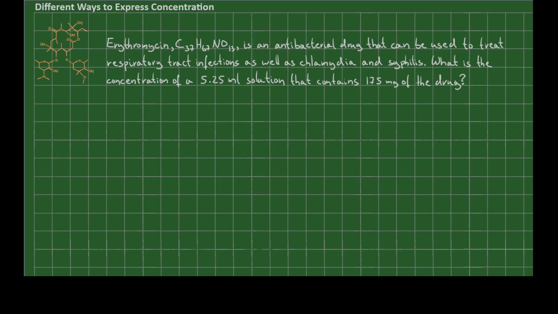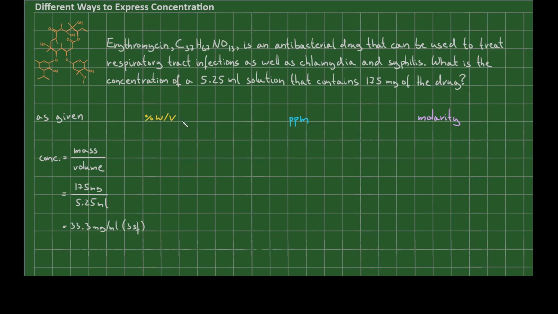The question is asking us what is the concentration of a 5.25 milliliter solution that contains 175 milligrams of the drug. And here I'm going to demonstrate 4 different ways to express this concentration. I'm going to begin by expressing the concentration as given. This means taking the mass of the solute and dividing it by the volume of solution. And so I will have 175 milligrams divided by 5.25 milliliters, and that will give me 33.3 milligrams per milliliter, rounded to 3 significant figures.